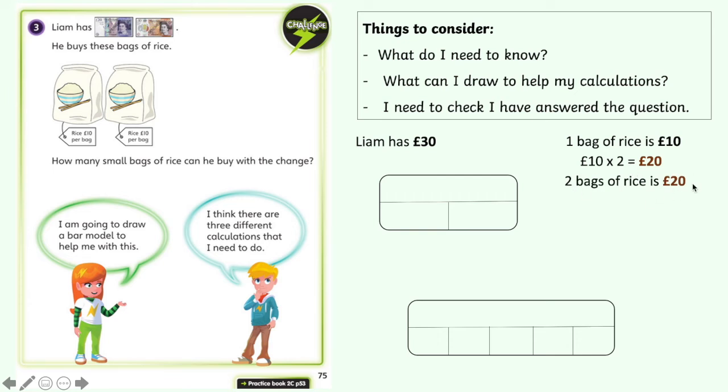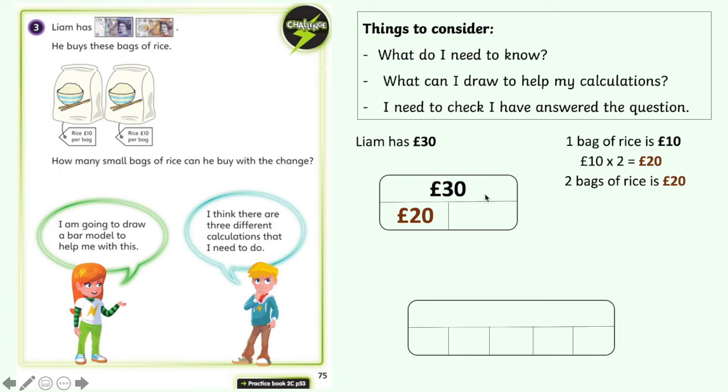Now we're ready to start really getting into the problem. We need to know how many small bags of rice he can buy with the change from this purchase. But we need to know how much change he's going to get. So let's represent this in a bar model. He's got £30 and he spends £20 on his 2 bags of rice.